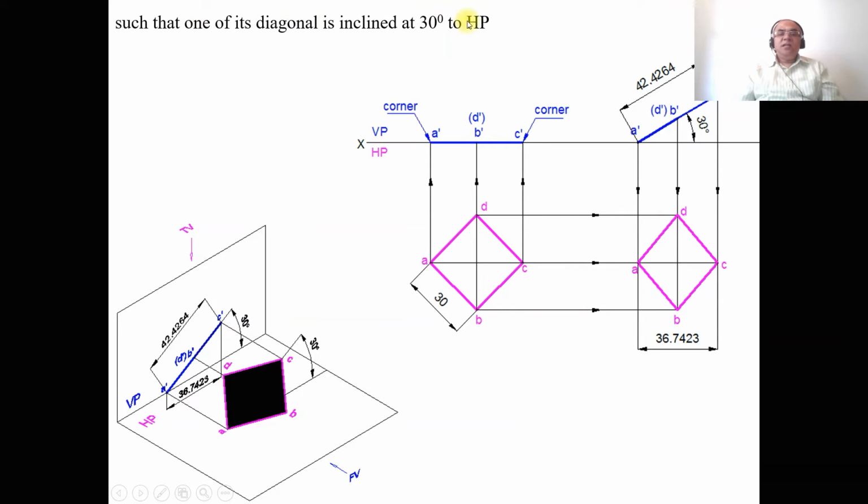Now, one of the diagonals is inclined to HP at 30 degrees. So you make the diagonal inclined at 30 degrees to HP. Naturally you are getting the true length of the diagonal and the inclination given is the true inclination, therefore you can transfer it directly here. So this is 42.4264 and this length is also 42.4264. Here in the second position, as we rotated by an angle of 30 degrees, the corresponding top view is 36.7423. As the diagonal has become inclined to HP, you are getting the apparent length of the diagonal here.